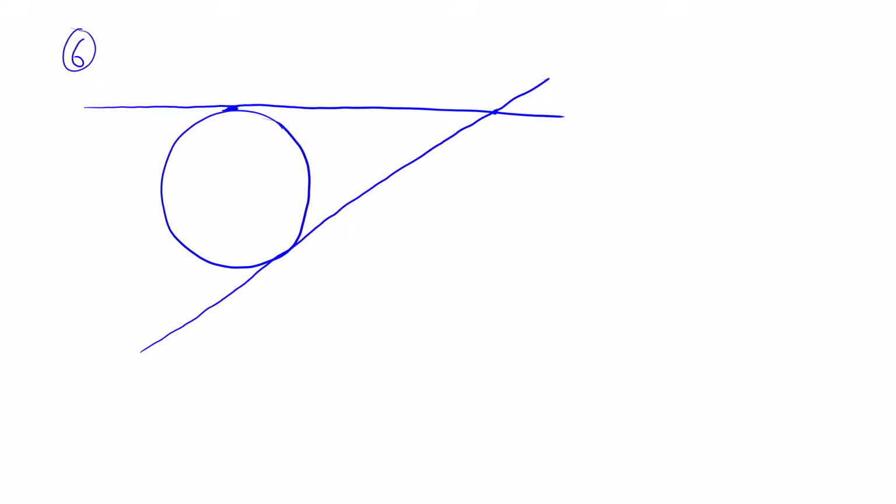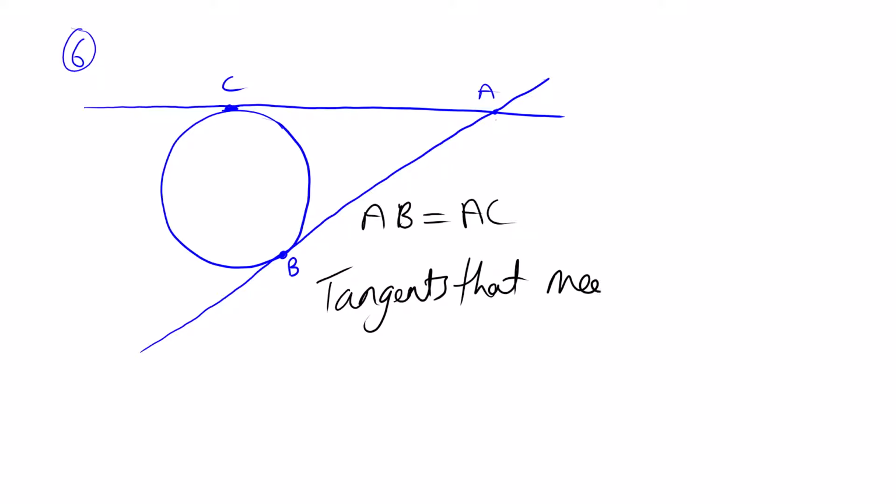So they meet at the point, let's call it A. Let's call this one B and this point C, where it meets the circumference of the circle. So tangents that meet at the same point, so the same point A, are equal in length. So that means that AB is equal to AC. So tangents that meet at the same point are equal in length.